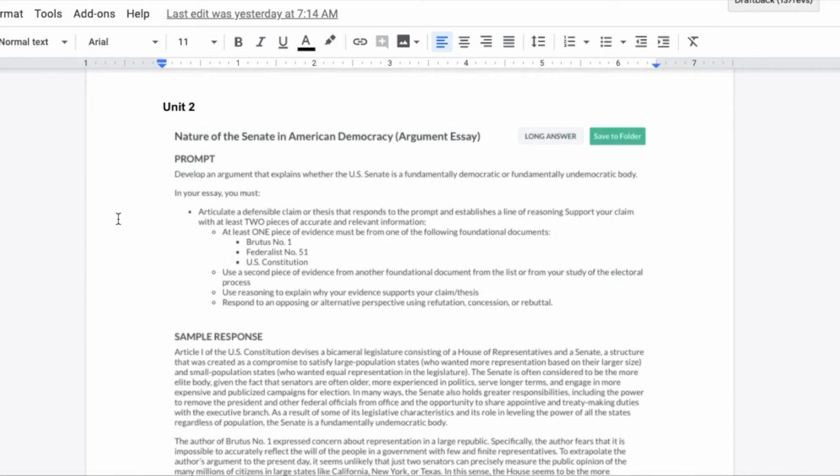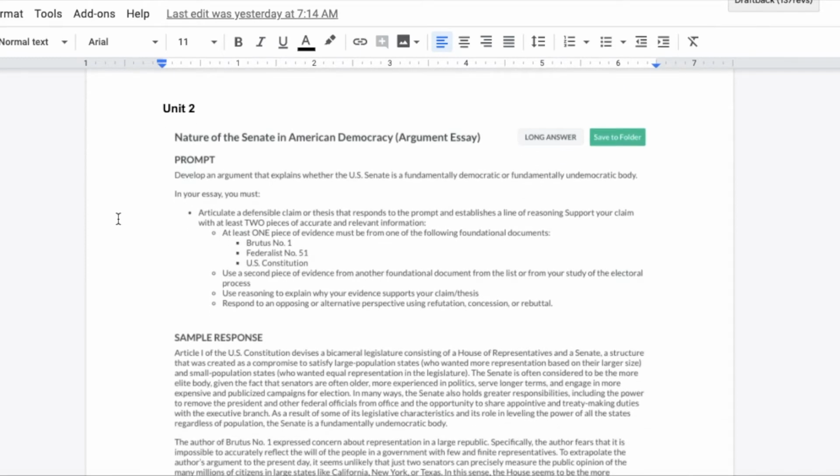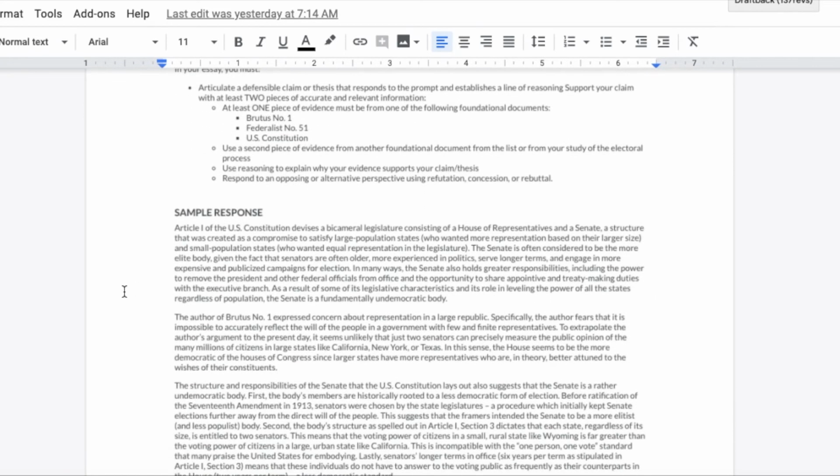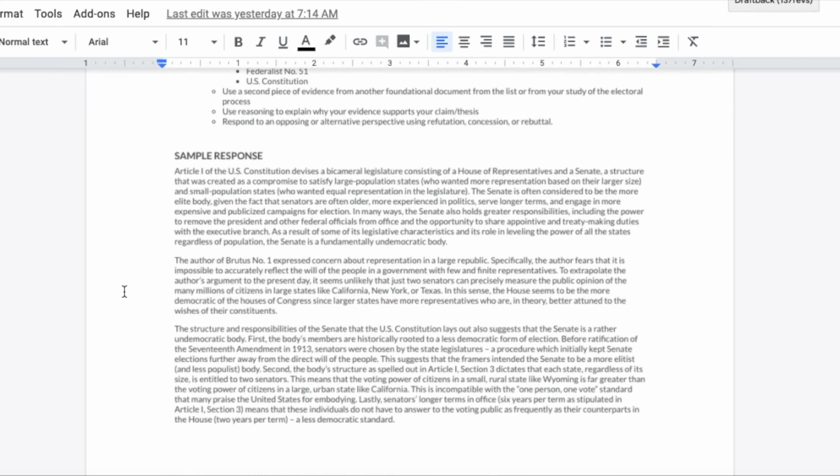Okay, so you have to have your defensible claim or thesis. For the pieces of evidence, they say use Brutus 1, Federalist 51, or the U.S. Constitution. The U.S. Constitution would probably be easy to use for any of those ideas. And here's a sample response.